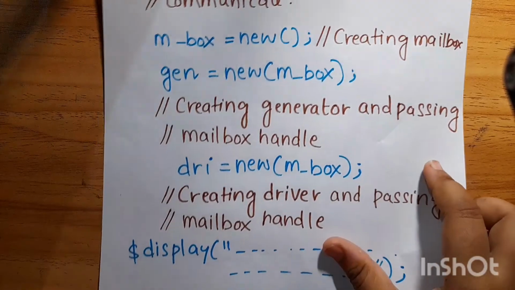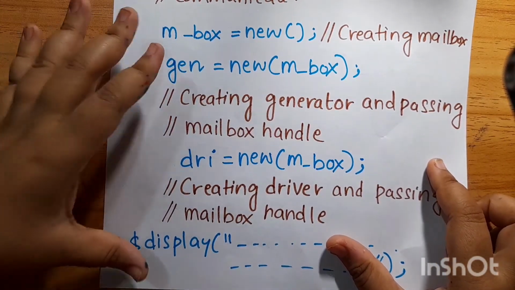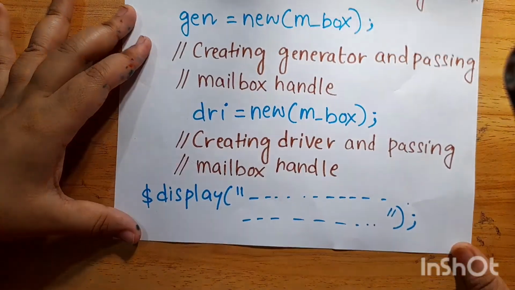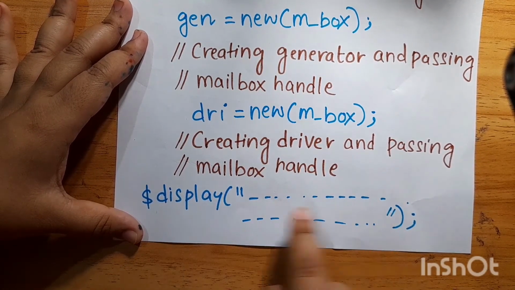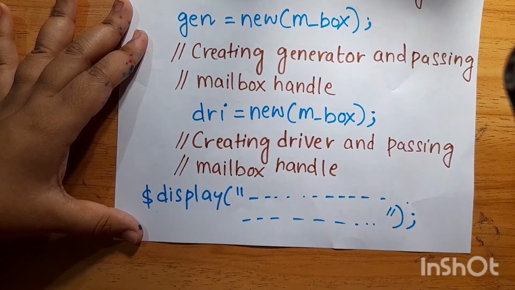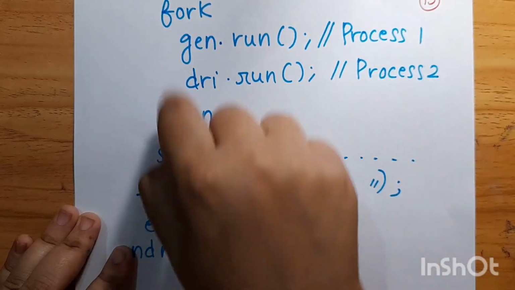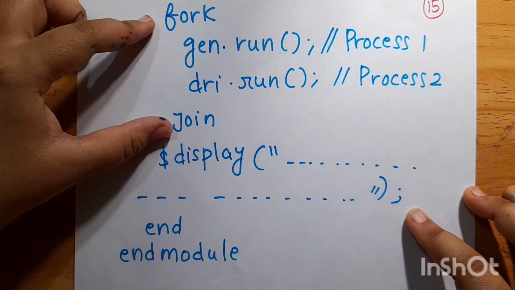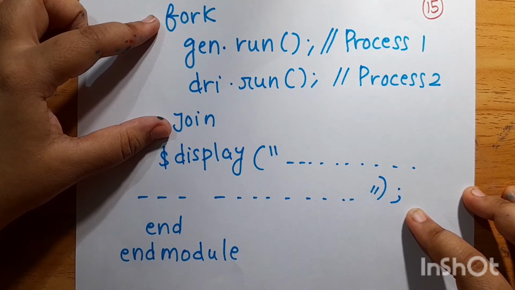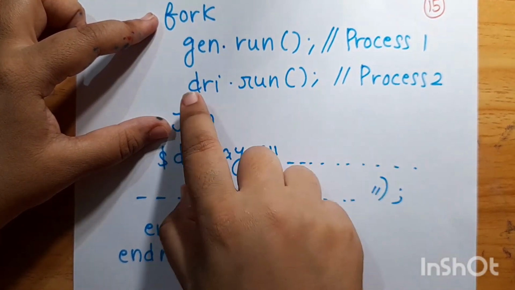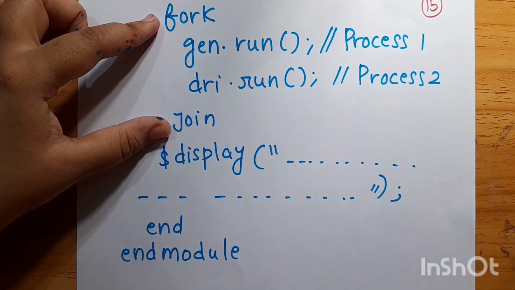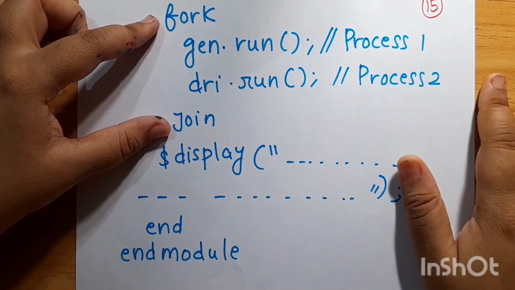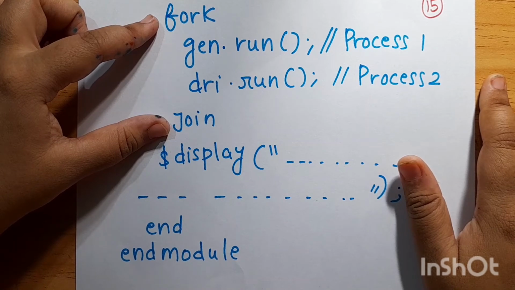Now m_box is created, gen is created, driver is created. Now we will show the display. So $display, inside the double quotes we have all dash dash dash. Now this particular block is called fork join. Inside the fork join, gen.run and dri.run. Both the processes, process 1 and process 2, will be run simultaneously.